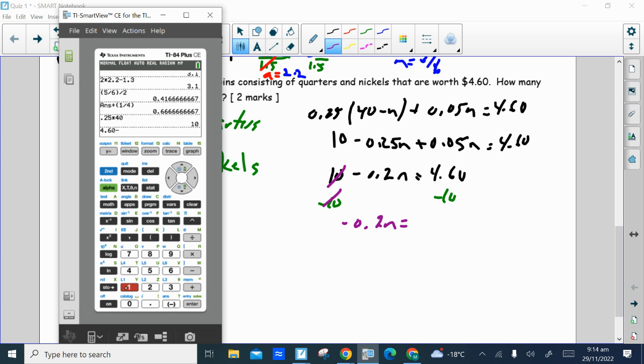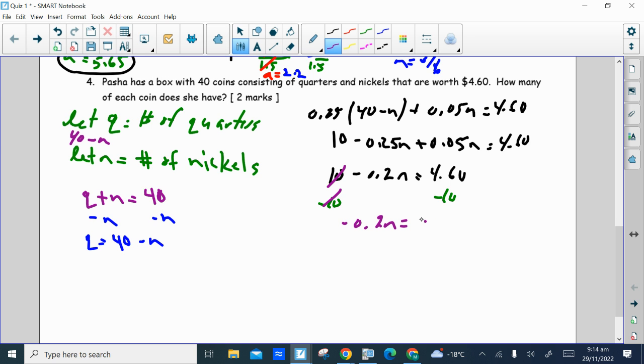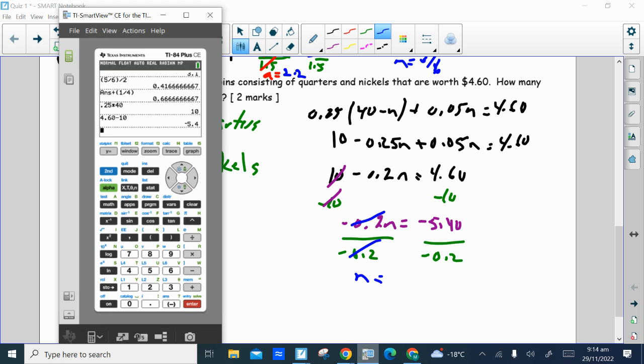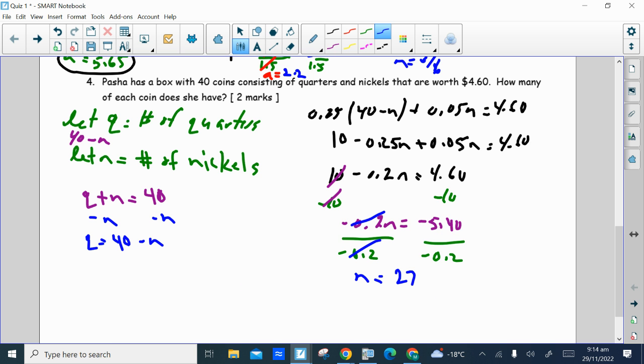4.60 take away 10 is negative 5.4, negative 540 cents. And then we would divide both sides by negative 0.2 to get the N by itself. So that negative 5.4 divided by negative 0.2 is 27. So that's how many nickels there are, 27.